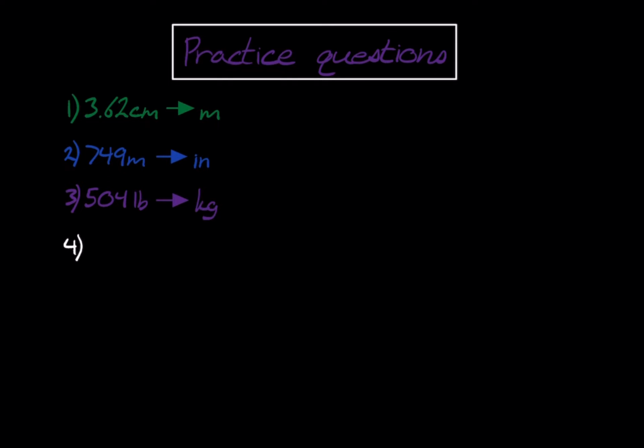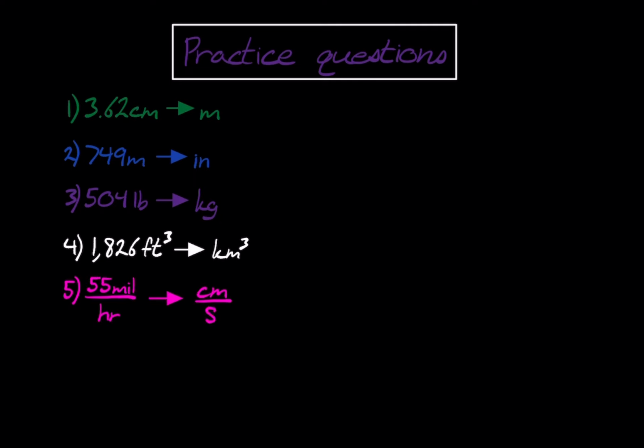Number 4, convert 1,826 cubic feet to cubic kilometers. And number 5, convert 55 miles per hour to centimeters per second. I recommend you pause the video and try to solve them on your own, and then come back and see how you did. Now for the answers.